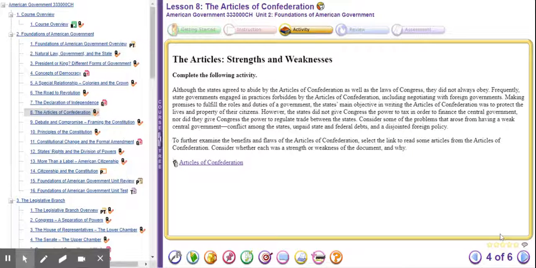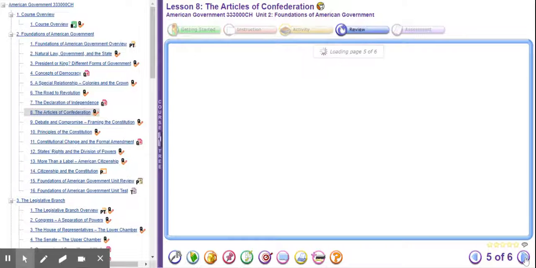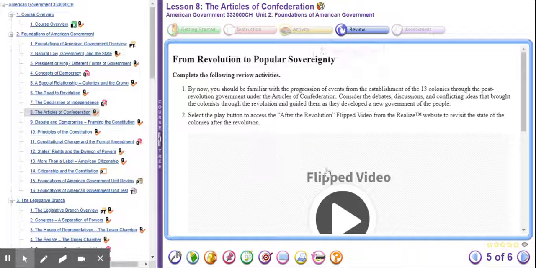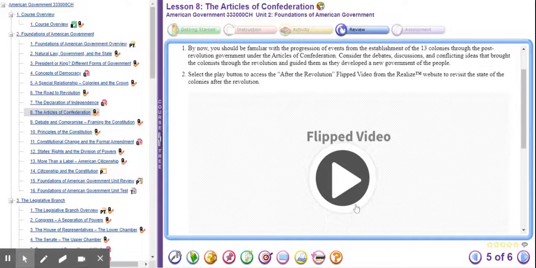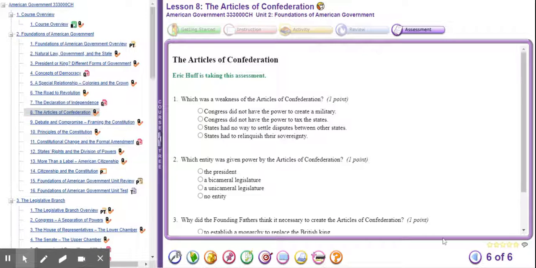Okay, so I'm going to let you go ahead and read this activity on 8.4. And on 8.5, there's a video you can watch here. And again, this kind of goes over these same ideas, but I'm going to skip right ahead here to the quick check. Okay, so what was a weakness of the Articles of Confederation?